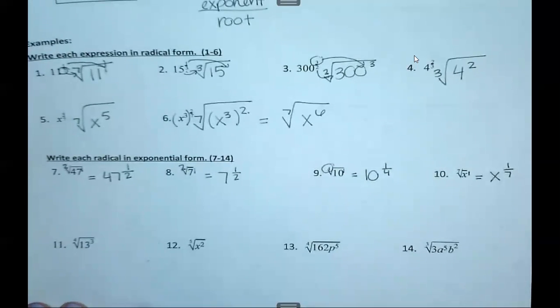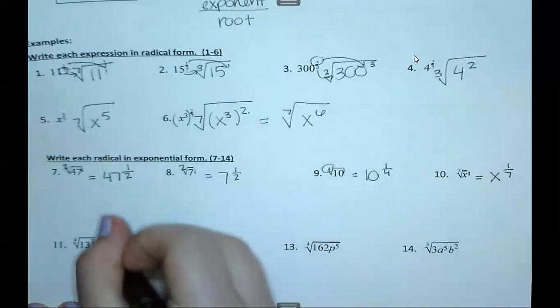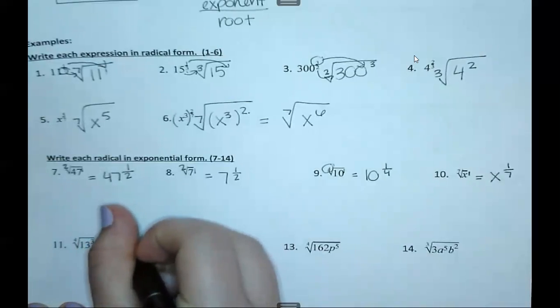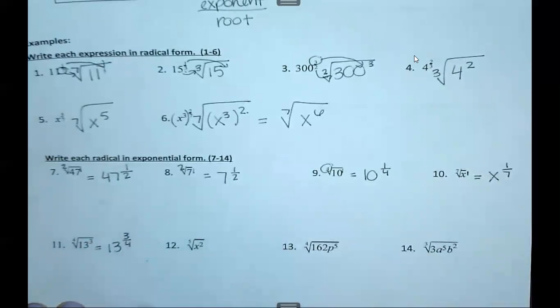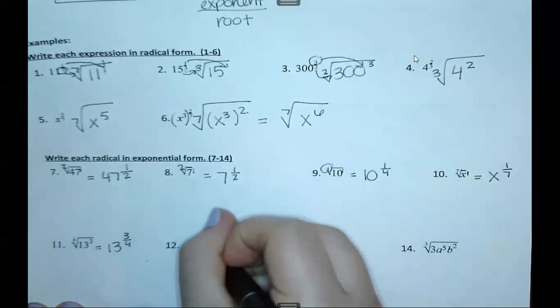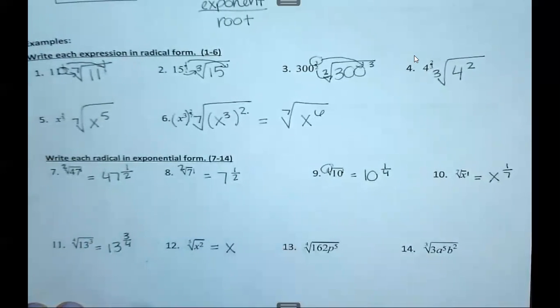On number 11, they gave us both a root and an exponent, so I would rewrite this as 13 to the 3/4. Exponent on top, root on bottom. Number 12, x to the 2 is my exponent, so it goes on top. 5 is my root, so it goes on the bottom.